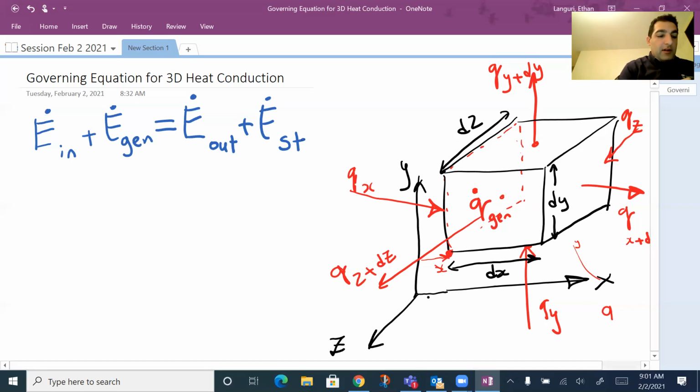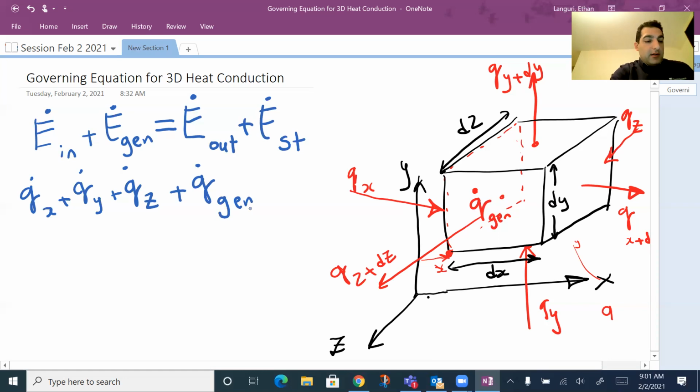So if I split down the energy in, simply I have Q dot at the X, Q dot at the Y, and Q dot at the Z direction. So these three are my E dot in that I'm showing here. And we show generated energy rate as Q dot gen. That takes care of the second term in my first equation.